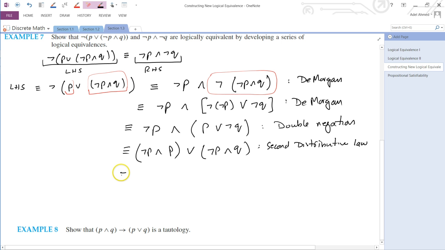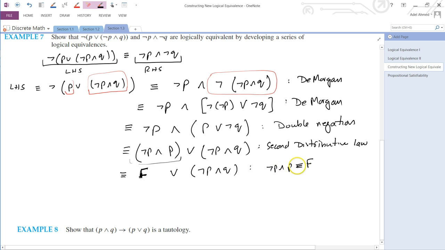Now I'm sure you must have recalled that not P and P is always false, right? So this is going to be completely false. So this whole thing will reduce to false, and we're going to leave the rest as it is, not P and Q. Which law did we use over here? We used the law not P and P is equal to false.